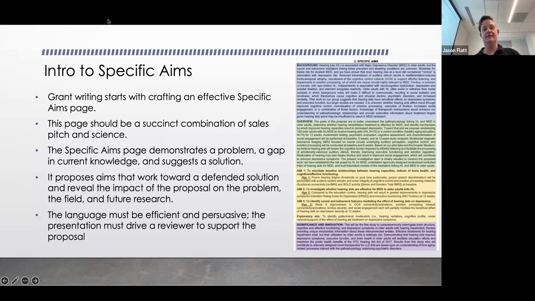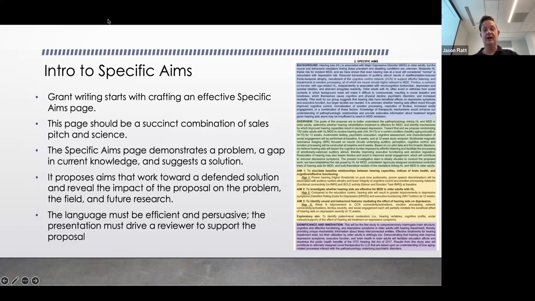So here in this image, you can see some different sections that are highlighted, but basically you need to describe the problem, tell us what the gap in current knowledge is, and suggest a solution. So your aim is really defending that solution that you're going to do and demonstrating the impact of your proposal in terms of addressing this problem, how it's going to support the field, and what the contributions to future research are.